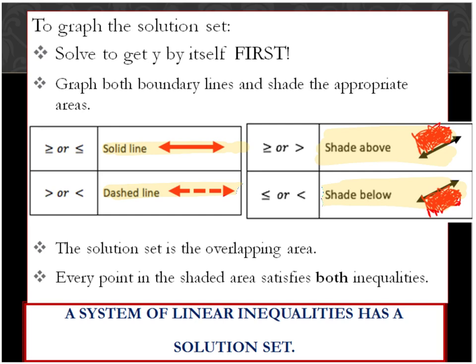The solution set is the part of the graph that is the overlapping area. And every point in the shaded area has to satisfy both inequalities. And we say in this case that a system of linear inequalities has a solution set, rather than just having one point that is the solution.